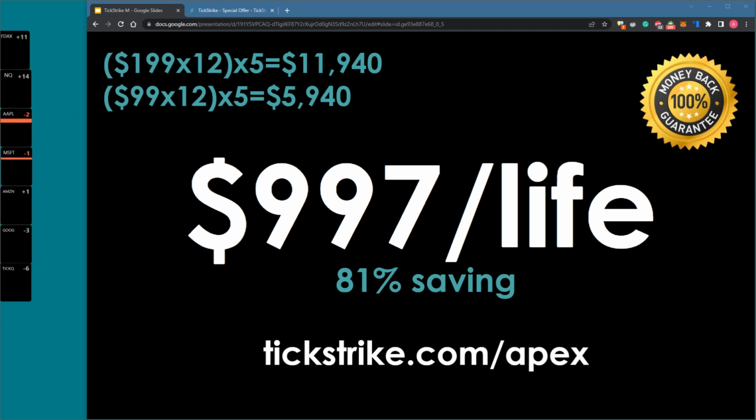Caleb's asking, can I use it with Mac? Yes, with a Windows emulator, you should be fine. Like Parallels, CrossOver, you should be fine. Raul's asking, do you have any video tutorials? Yep, tickstrike.com/setup. It shows you how to set up the software.